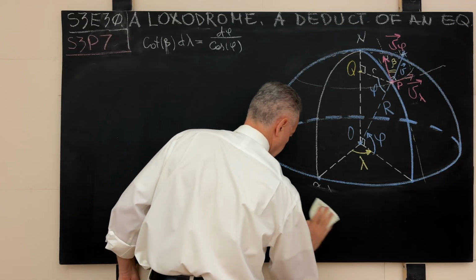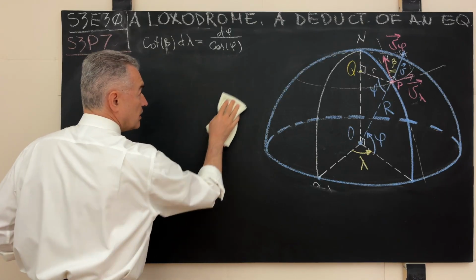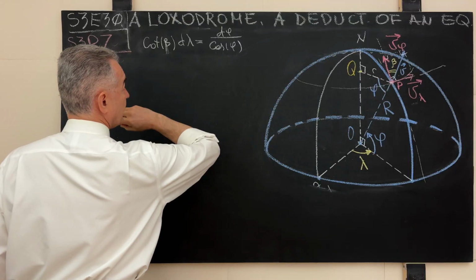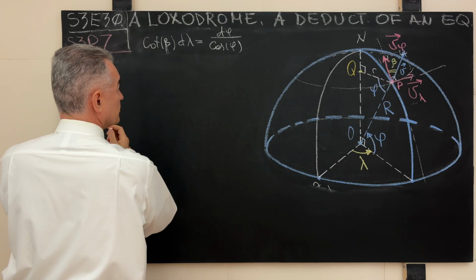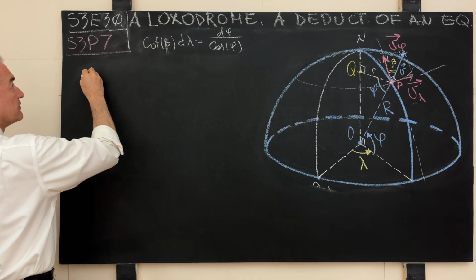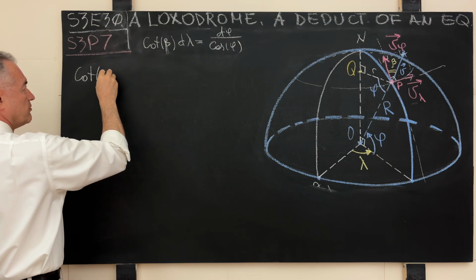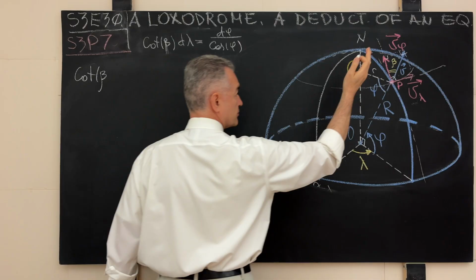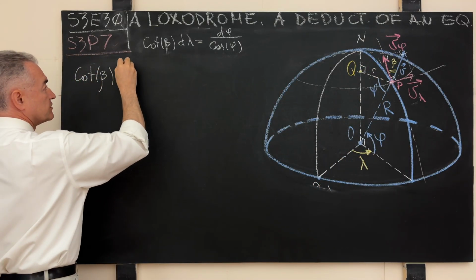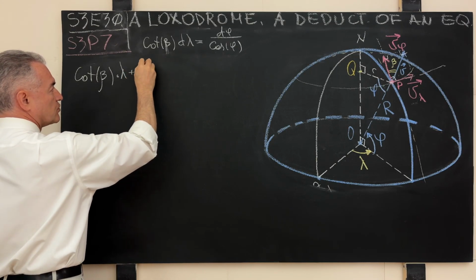And now that we understand how the integration of this very straightforward differential equation unfolds, this is a baby differential equation, an equation with separable variables, we obtain the following. The trigonometric function of cotangent of beta, the angle in question between the trajectory and every meridian on our sphere, times lambda plus a certain constant, which we can write which way?